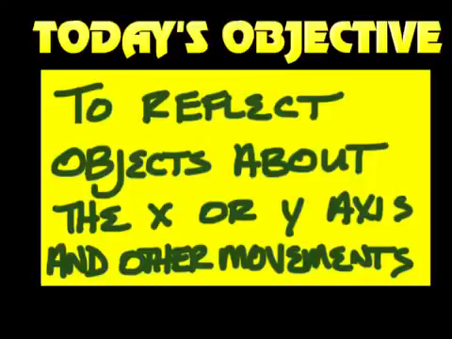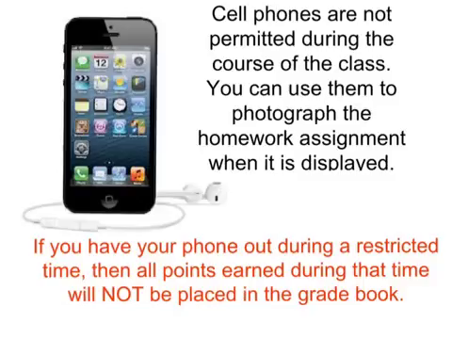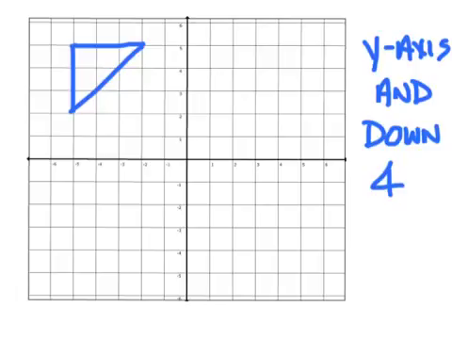Today's objective is to reflect objects about the X or Y axis and other movements. Example 1. You have a triangle in the upper left-hand portion of the graph, and the directions on the right tell you what you should do with it.